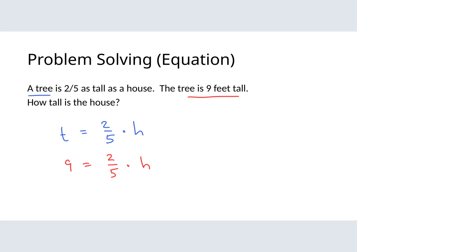I want to get that 2/5 to go away. What do I want to multiply by on the right-hand side to make 2/5 go away? So I want to multiply by something on the right-hand side that'll get the 5 to cancel, that will also get the 2 to cancel. So what do I want to multiply by to make that go away?